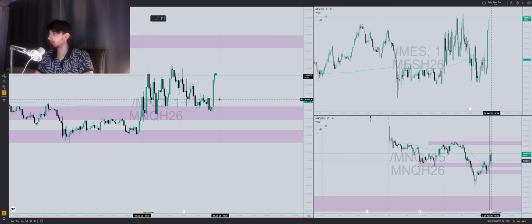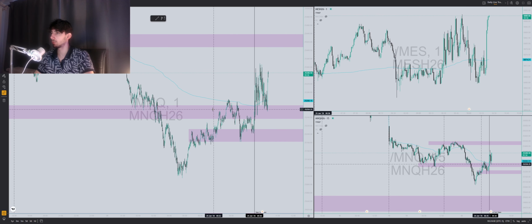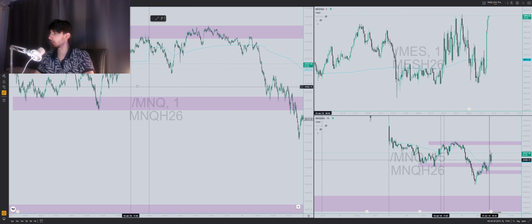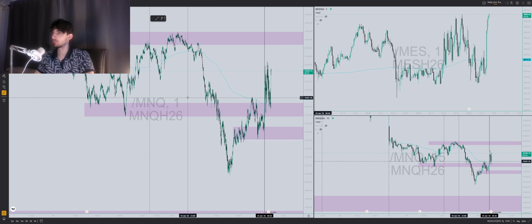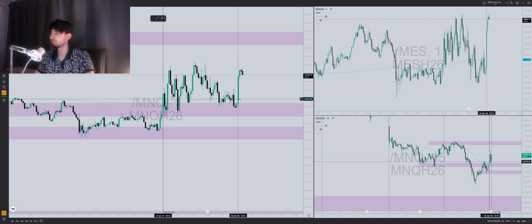Unfortunately I missed it. The reason why I missed it is because, as you can see, I marked this area earlier. It was a supply area. We broke it, then it turned into a demand area.